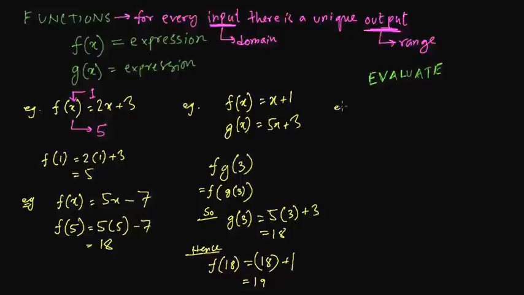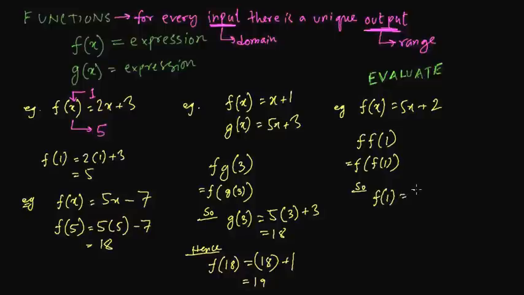Now let's do another example where we have to evaluate. We have f(x) is 5x plus 2, and suppose they're asking for f of f(1). That means you have to put the value of f(1) into f(x). The first thing we can do is find the value of f(1). f(1) is 5 ones are 5, plus 2 equals 7. That means if f(1) is 7, we can find f of f(1), so f of 7 equals 5 sevens are 35, plus 2, this is going to be 37. So this is how you evaluate a function.